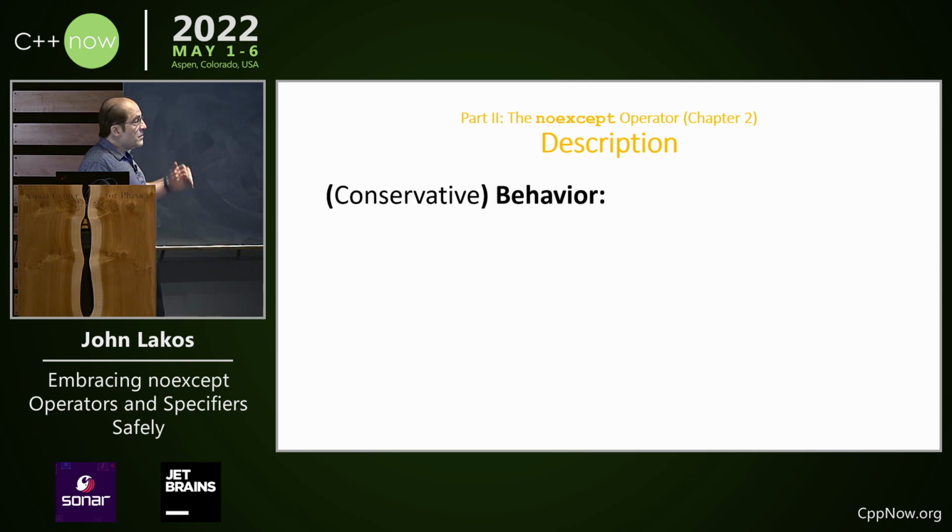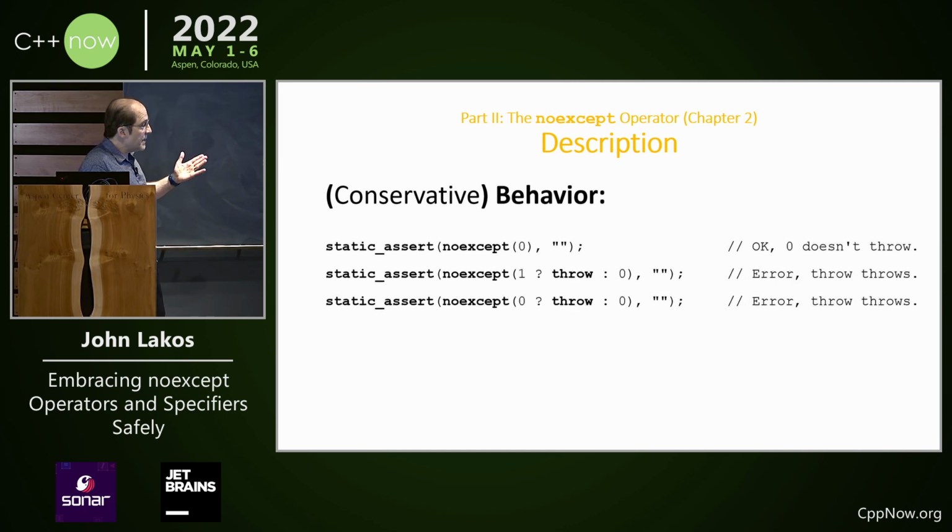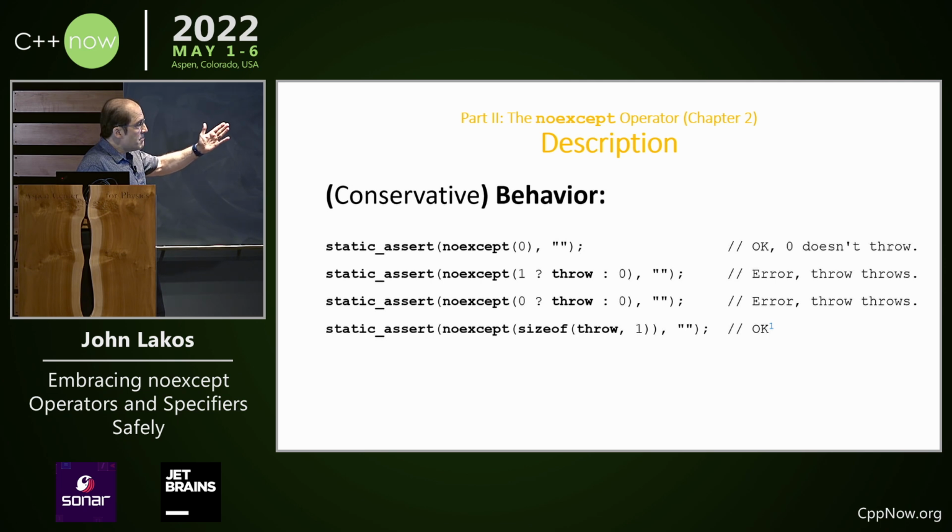All right, so noexcept, the operator, has conservative behavior. It doesn't try to figure out whether the thing is going to throw. If there's any part of the expression that could throw, irrespective of the logic, it's going to say that it can throw. So I'm just going to give you some examples here. Look at the second and the third one, and now look at the fourth one. You see what's going on here? It doesn't matter what the logic is. If there's a throw in there, then it can throw, period.